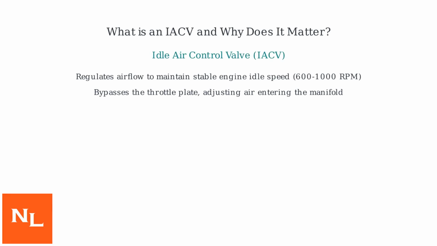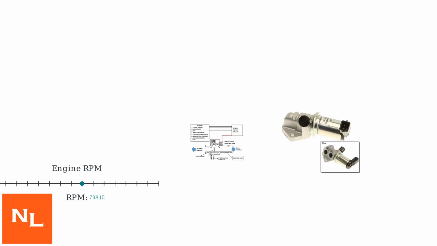The idle air control valve, or IACV, regulates airflow to maintain a stable engine idle speed, typically between 600 and 1000 RPM. It bypasses the throttle plate, adjusting the amount of air entering the manifold to ensure consistent idle performance. Here you can see the throttle body system with the IACV connected to the engine control module and various sensors. The IACV maintains this stable RPM range for proper engine function.